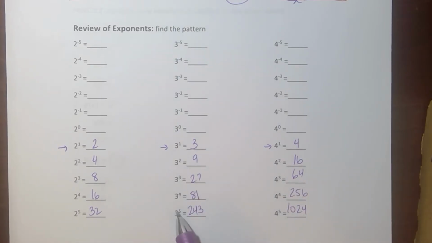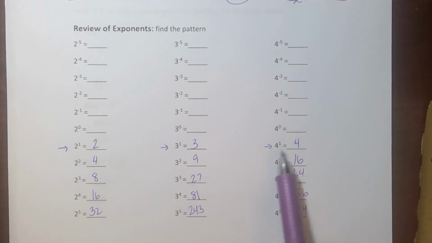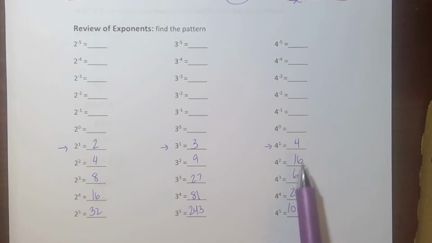Same thing for base 3. Each time I increase my exponent, I'm multiplying again by 3. So 3 times 3 is 9, times 3 is 27, times 3 is 81, times 3 is 243. Same process for 4s. Base 4, each time my exponent increases by 1, my argument gets multiplied by another 4.